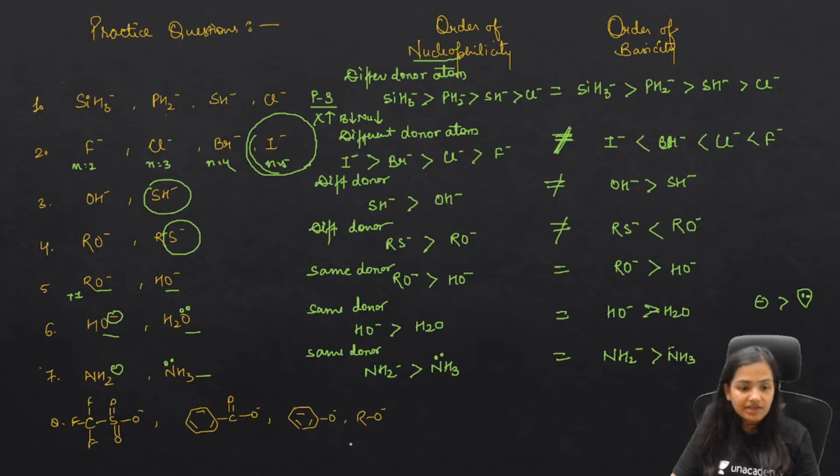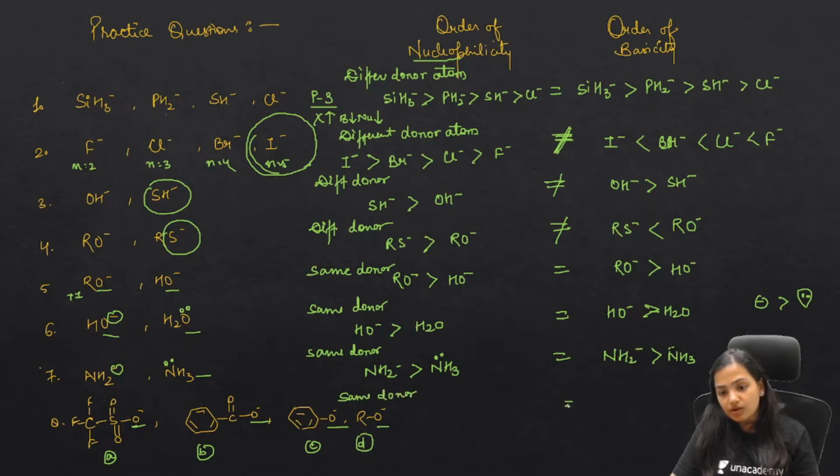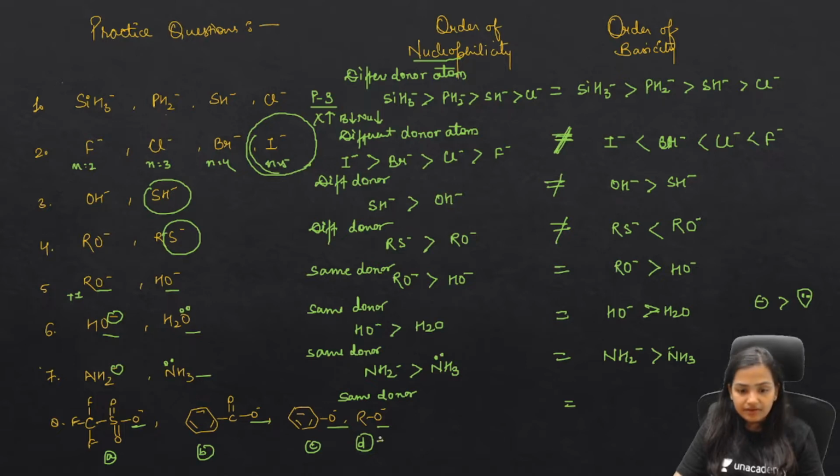Now we have the last example. Here let me write A, B, C, D. If you compare all the four, O negative, O negative, O negative, O negative, we are having the same donor, and when the donor is same, the order is same. Is there any steric problem? No, there is no steric problem. Ultimately what you can focus on is that here we are having plus I effect, here we are having minus R, here we are also having minus R, and here we are having so much minus R. Ultimately I can see that RO negative is going to be a good one, and both the orders are going to be the same.